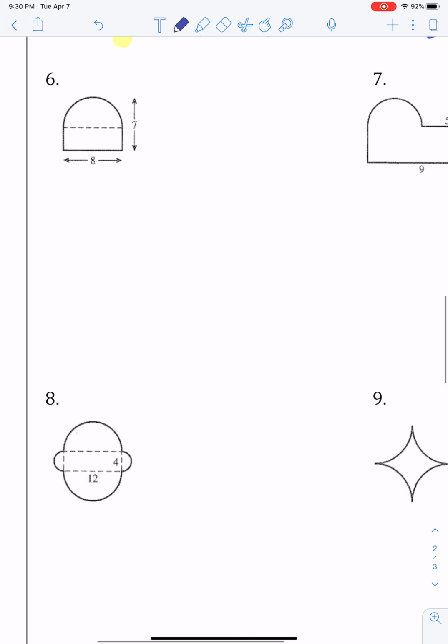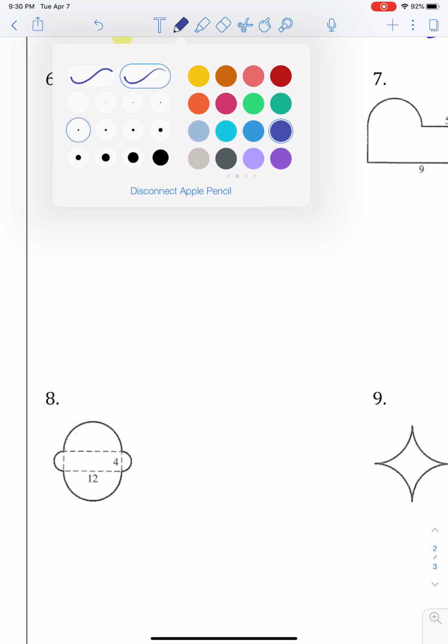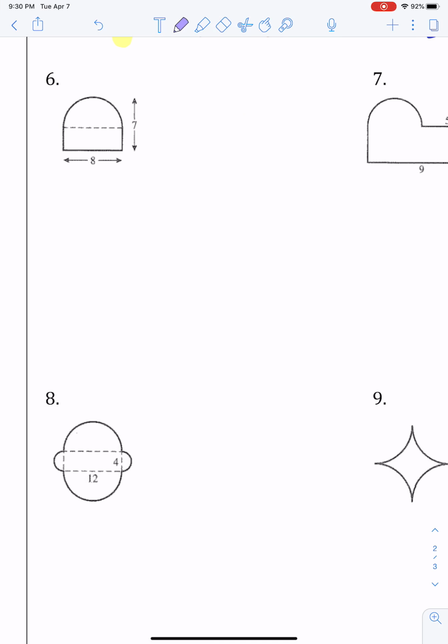Number 6. So we're doing two shapes here. There's shape 1 and shape 2. So we've got to do a little bit of deductive reasoning here. If this is 8, then this is 4. And if this is 4, then this is 4. That makes this side 3, because 3 plus 4 has to be 7. You have to be able to look at pictures and be able to identify the missing lengths like that.